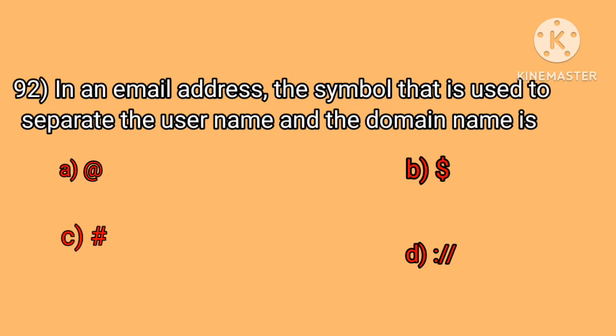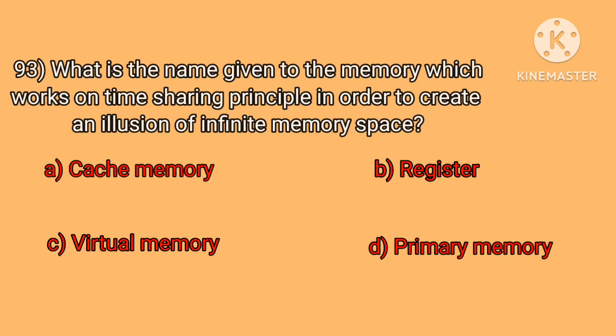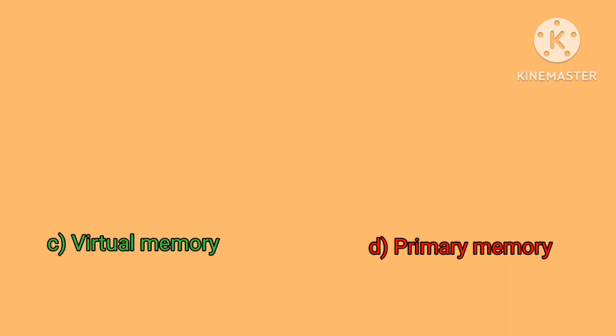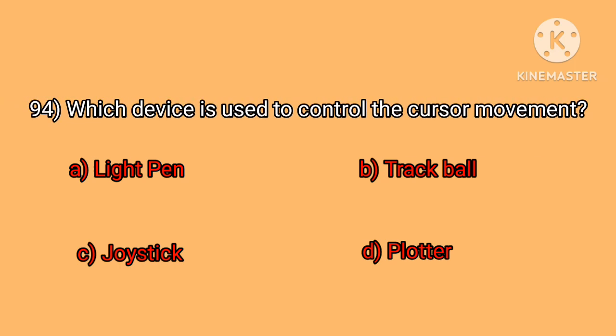In an email address, the symbol that is used to separate the user name and the domain name is embedded, means A option is correct answer. What is the name given to the memory which works on time sharing principle in order to create an illusion of infinite memory space? Virtual memory. Which device is used to control the cursor movement?